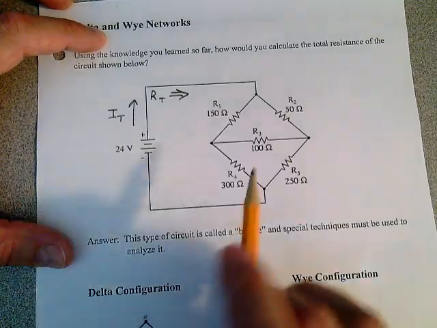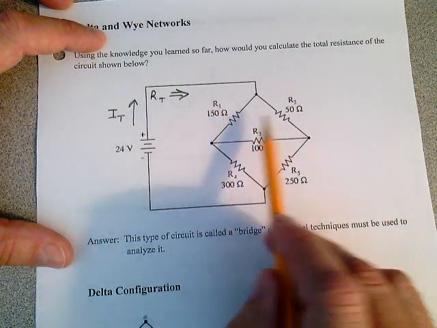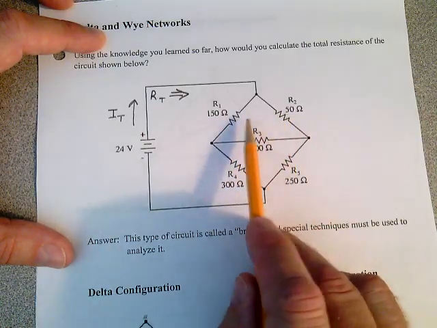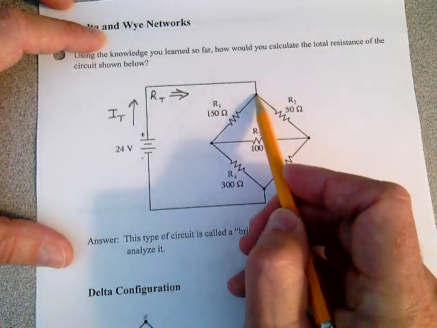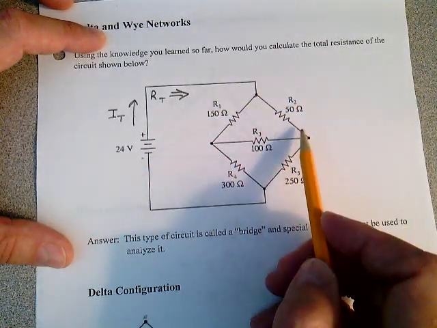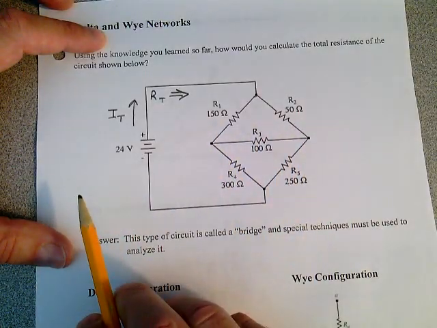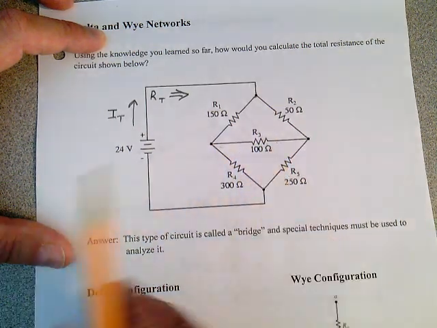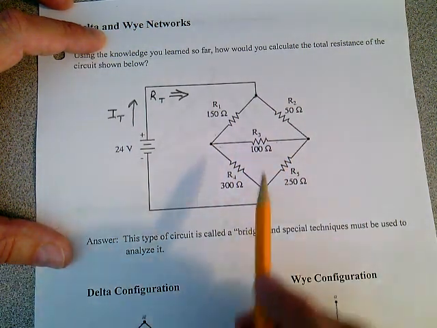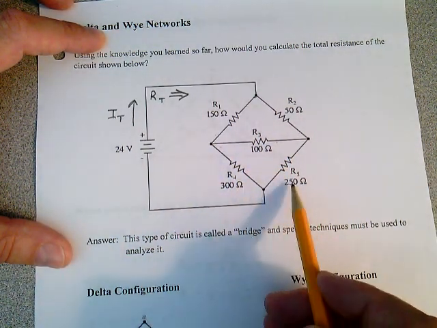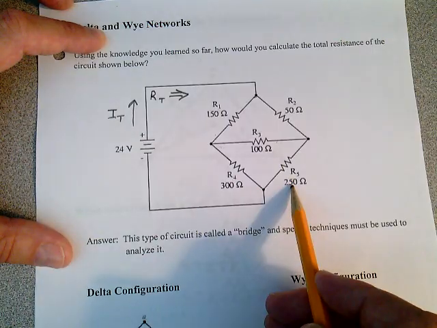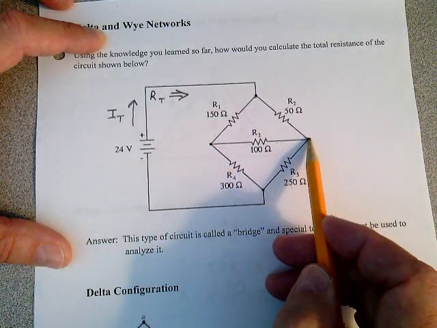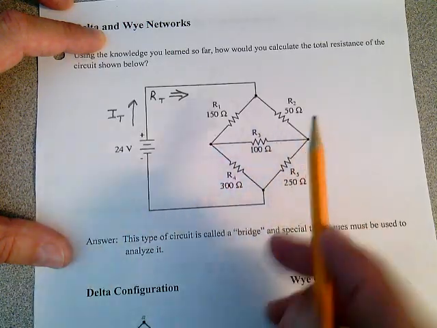Well, if you look at the circuit, the 150 ohm resistor and the 50 ohm resistor are not in parallel. They might look like it at first glance, but they're tied together at this end, but this end and this end are not tied together because there's a 100 ohm resistor in between. Same thing down here. This 300 ohm resistor and this 250 ohm resistor are not in parallel. They're tied down here, but to be in parallel, this point and this point have to be the same point. There's a 100 ohm resistor in between.